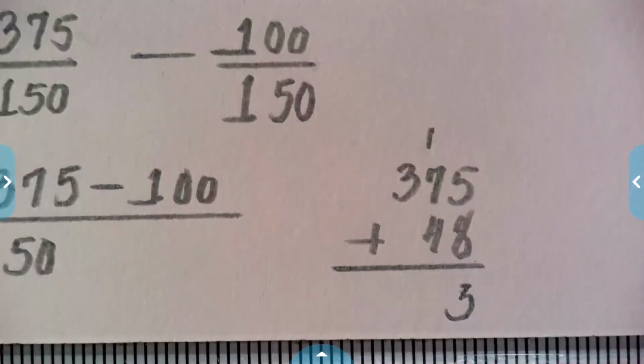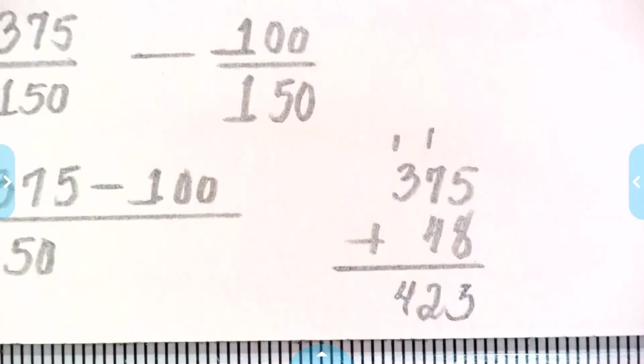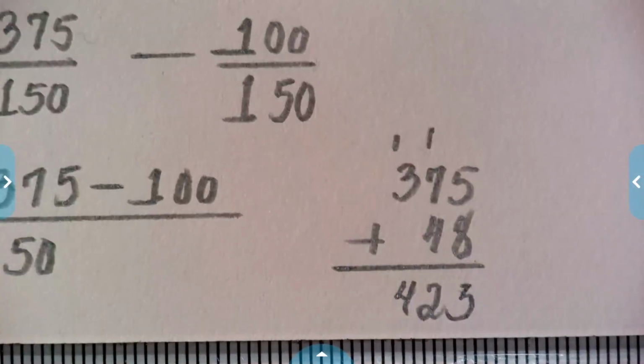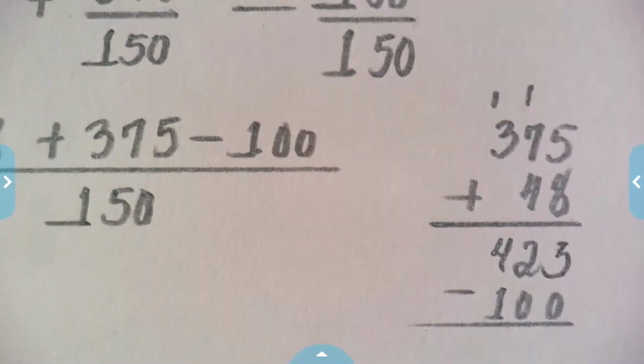Okay, 5 plus 8 is 13. Carry the 1. 7 plus 4 is 11, plus 1 is 12. Carry the 1. 3 plus 1 is 4. So I got 423. That was 48 plus 375. Now I'm just going to subtract 100. That's easy enough to do. It's just going to be 323.